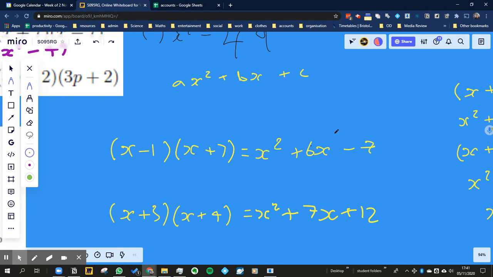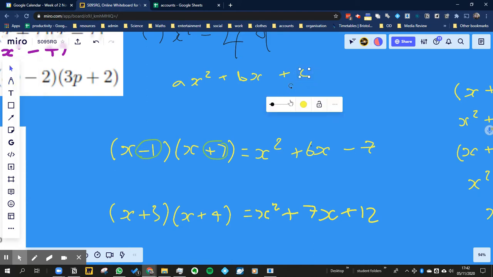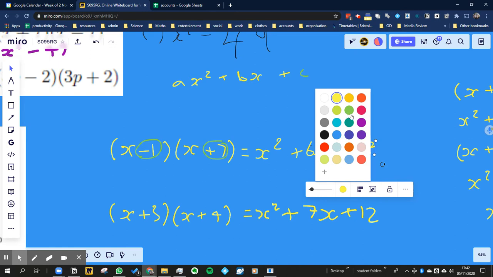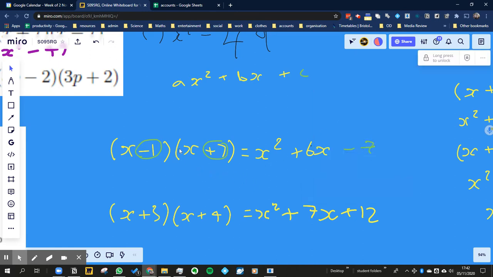So we're going to try to identify how we got to the right-hand side in the first place. So the c, which in this case is -7, was equal to this number, I'm going to cover the sign as well, the plus, multiplied by this number. That was what the c was. Let's make that green as well. Okay, so that was how we got the c. We got this x squared by multiplying the x by the x.